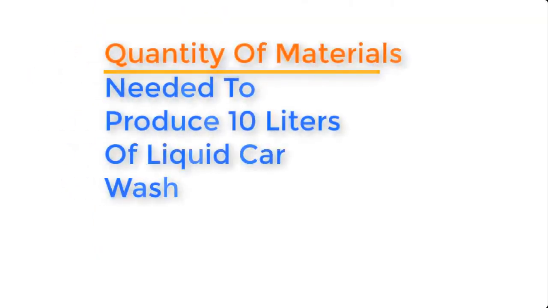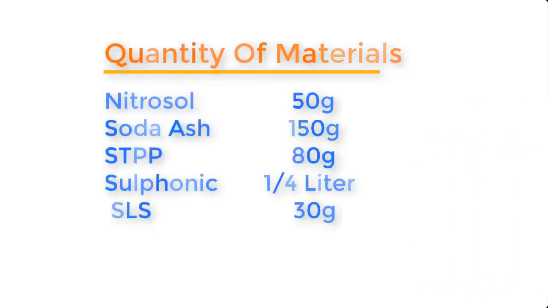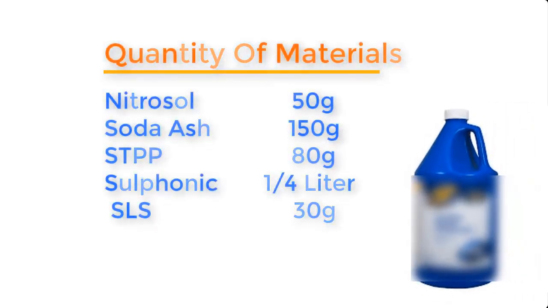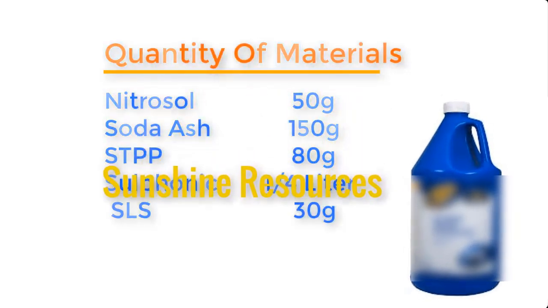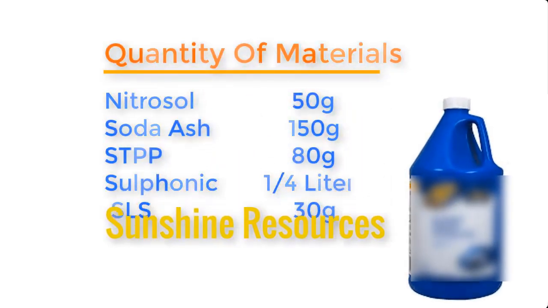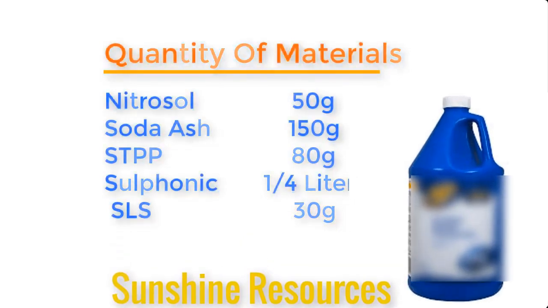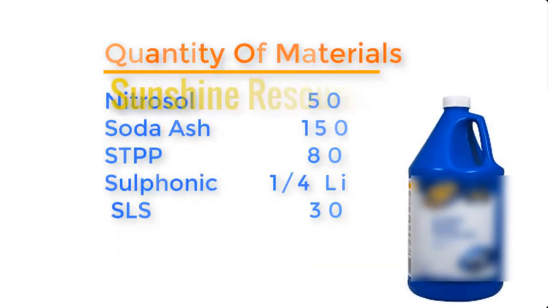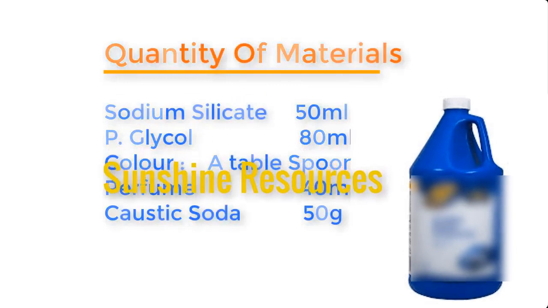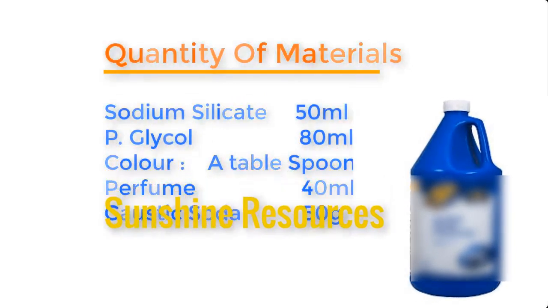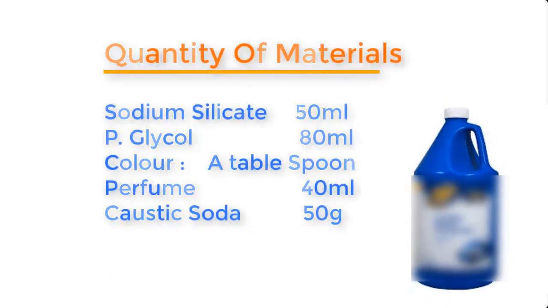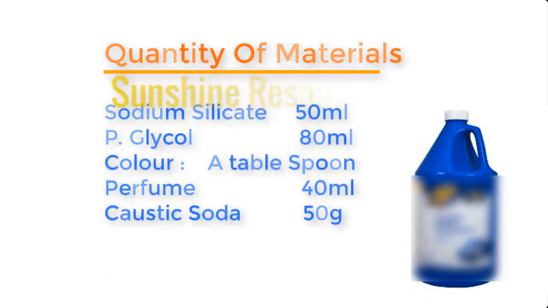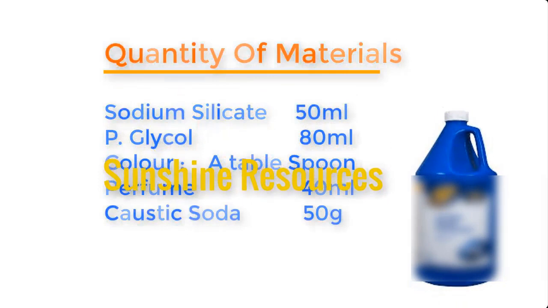Now let's establish the quantity of materials needed to produce 10 liters of liquid car wash. Nitrosol 50 gram, soda ash 150 gram, STPP 80 gram, sulfonic acid 1/4 liters, SLS 30 gram, sodium silicate 50 ml, propylene glycol 80 ml, color a tablespoon, perfume 40 ml, and caustic soda 50 gram.